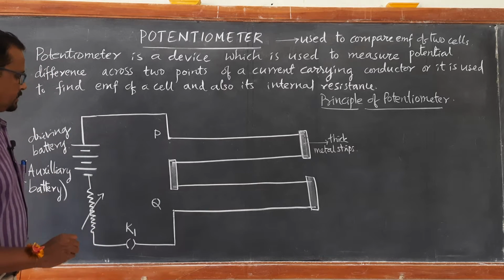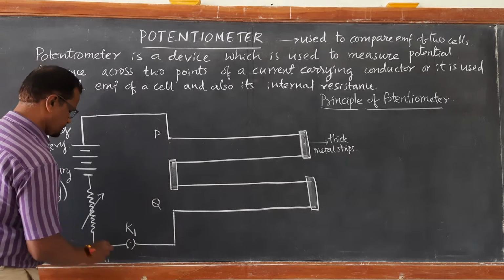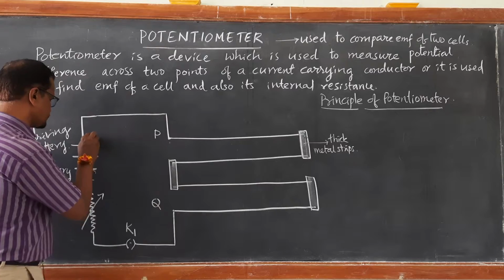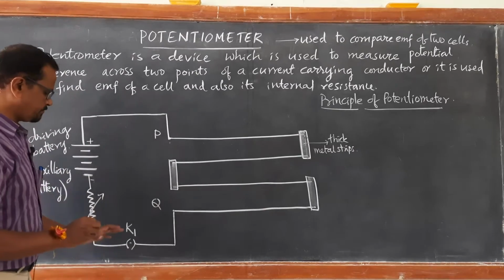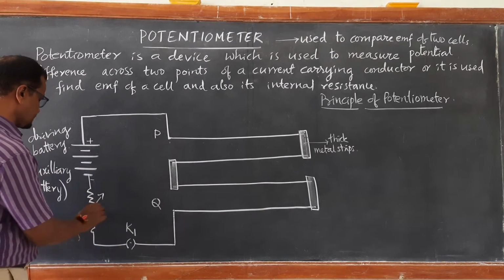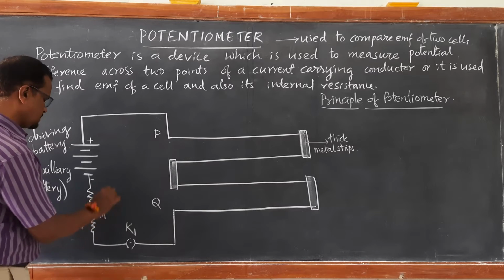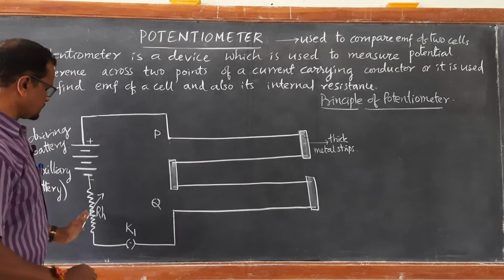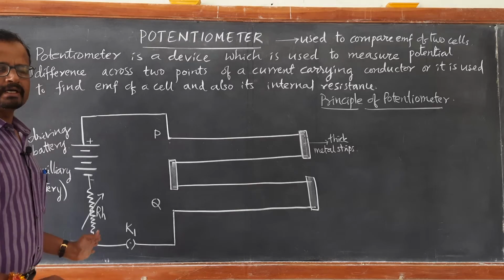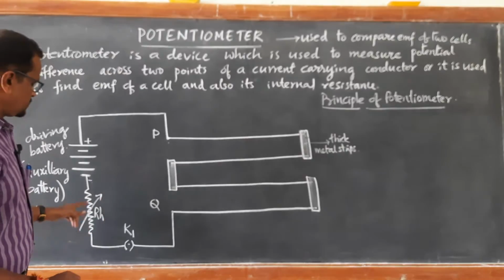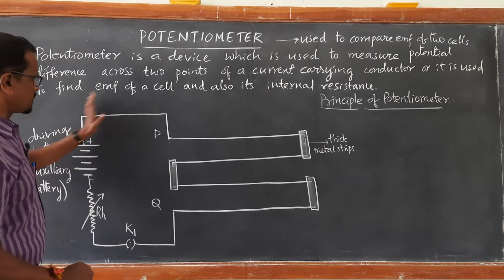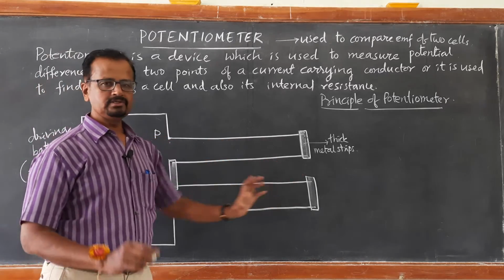Right? When we close the key, what happens? See here, this is positive terminal and this is negative terminal of the battery. By varying this resistance, usually it is a rheostat. Symbolically, it is written rheostat, or you can also call it as variable resistor. Right? When we change this resistance, the current flowing through this wire changes.